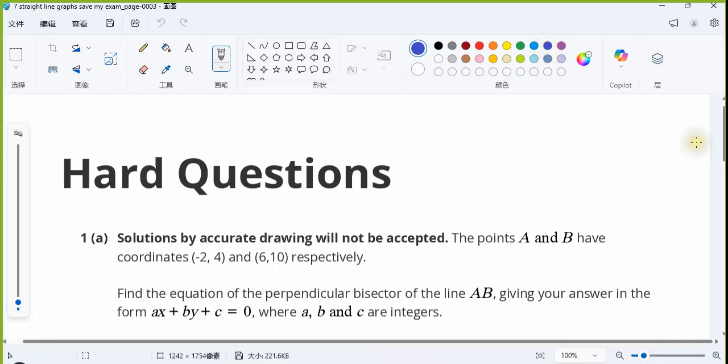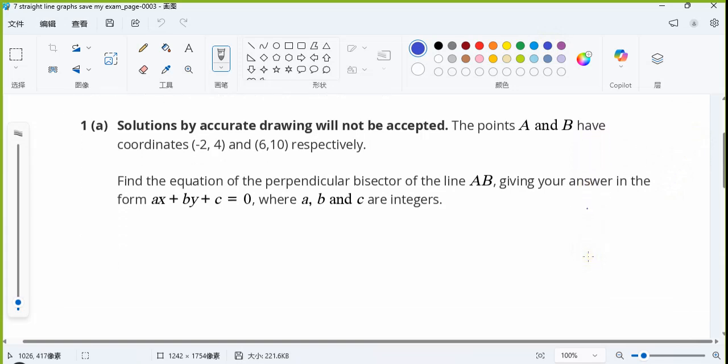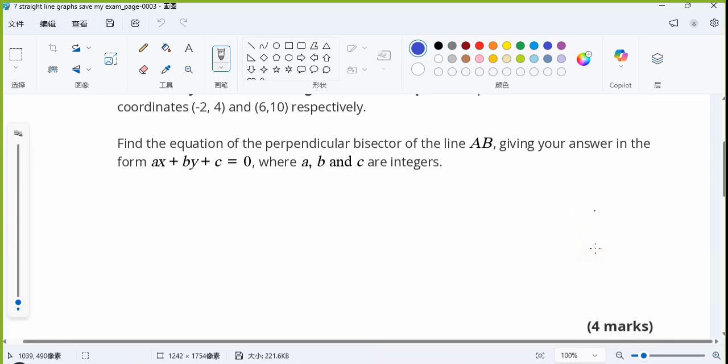Question 1a. Solution by drawing not accepted. Given A and B, find the coordinates of the perpendicular bisector of A and B and write it in general form, where A, B, C are integers. So for the perpendicular bisector, we have A and B, and it passes through the midpoint.